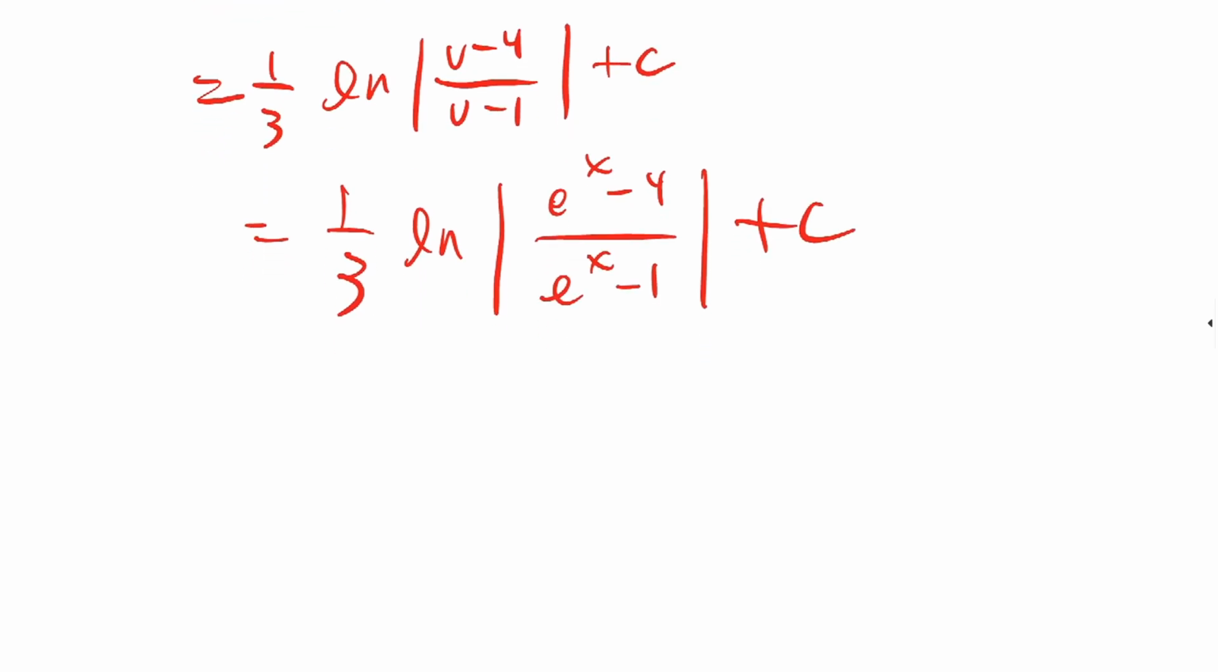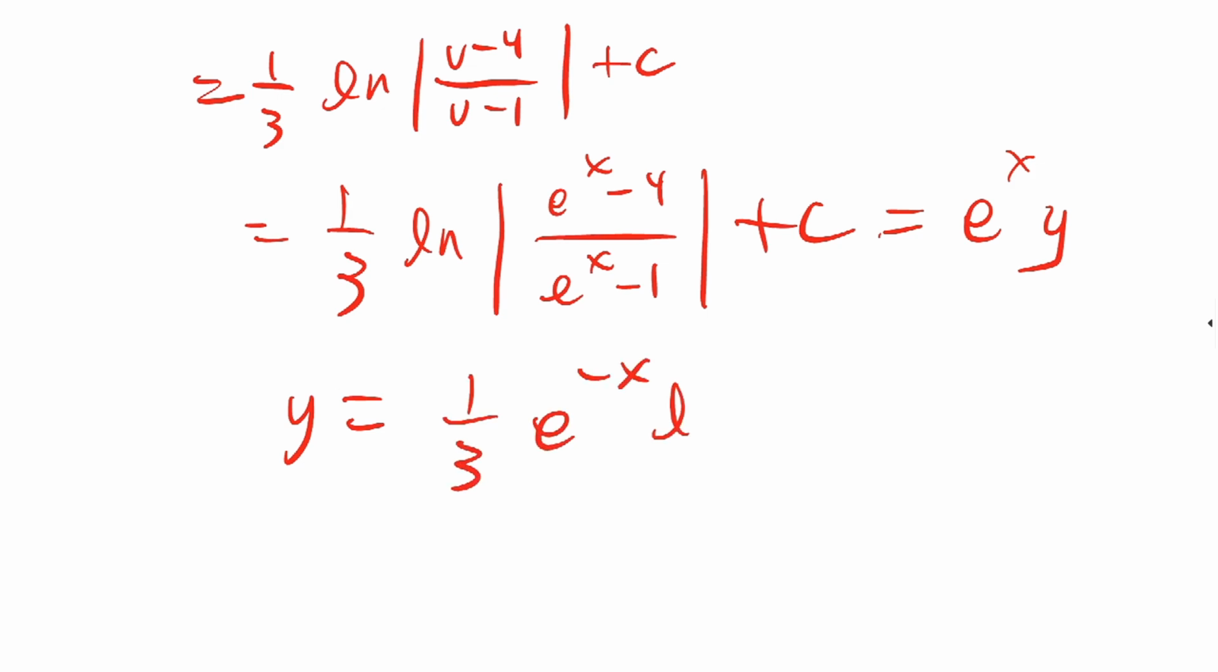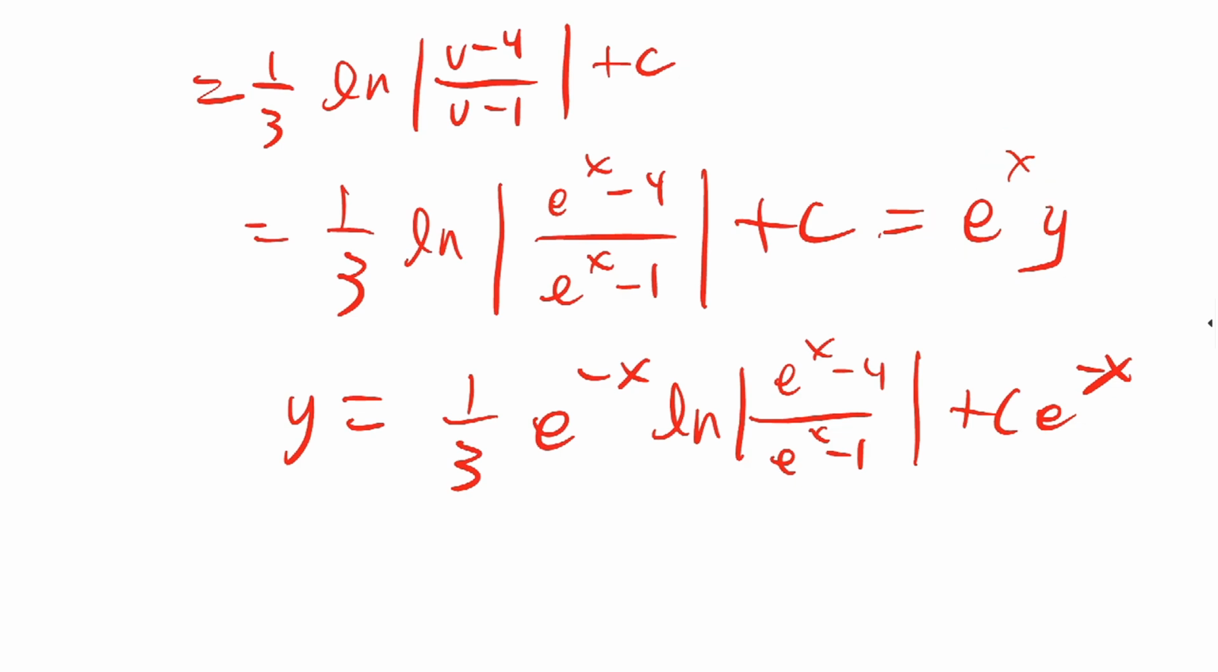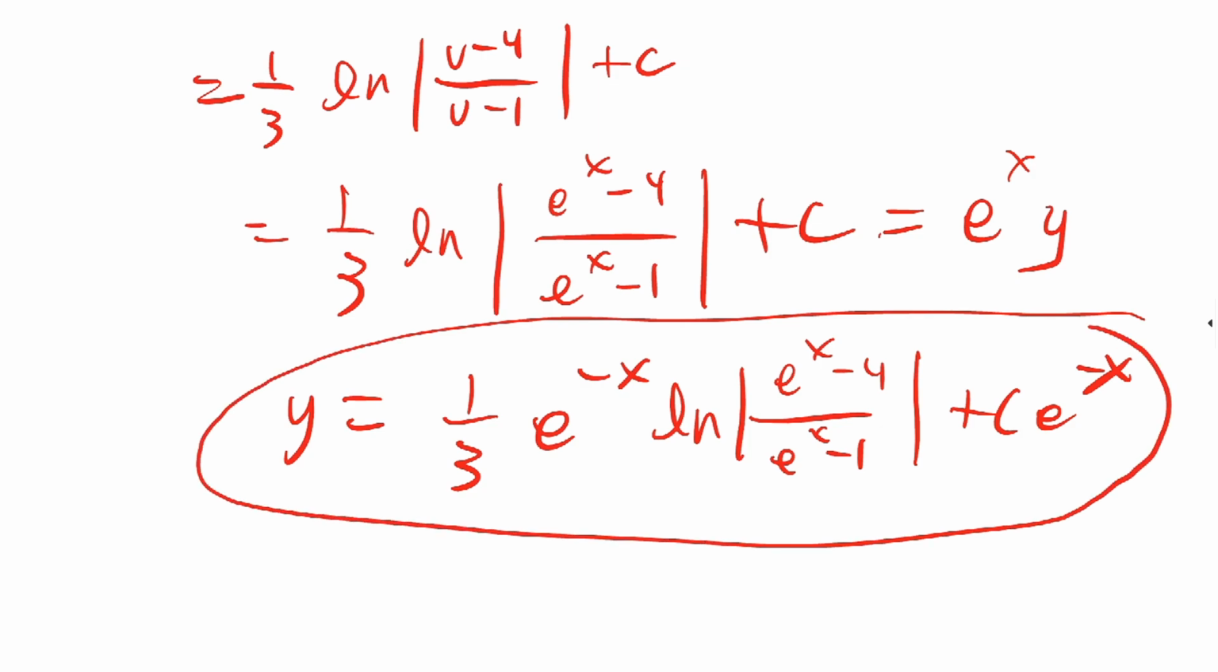And remember, we're not done, because this is really just equal to e to the x times y. So our final solution comes from the fact that y is just going to be 1/3 e to the negative x ln of e to the x minus 4 over e to the x minus 1, plus c e to the negative x, just moving the e to the x to the left-hand side and solving for y. And there's going to be your final solution here.